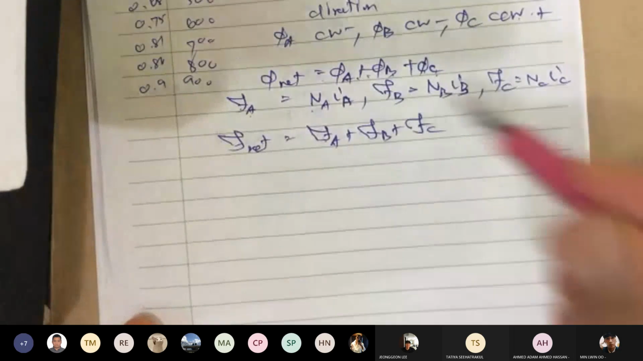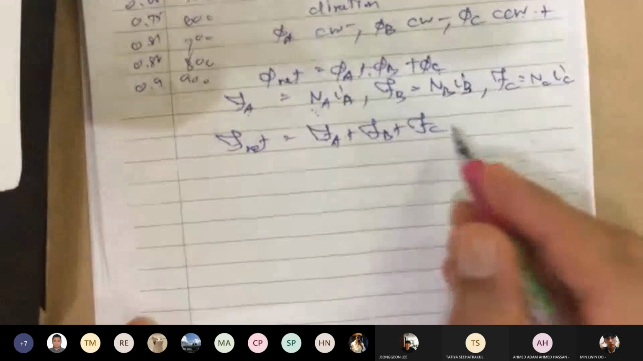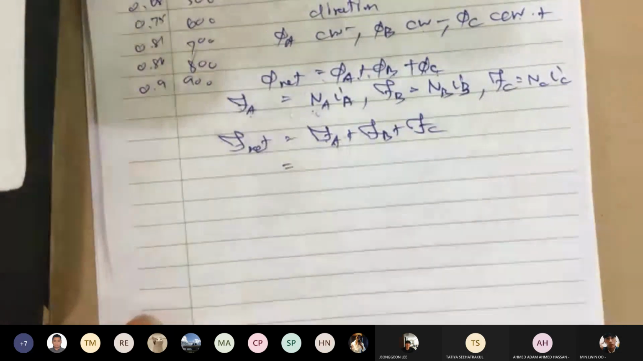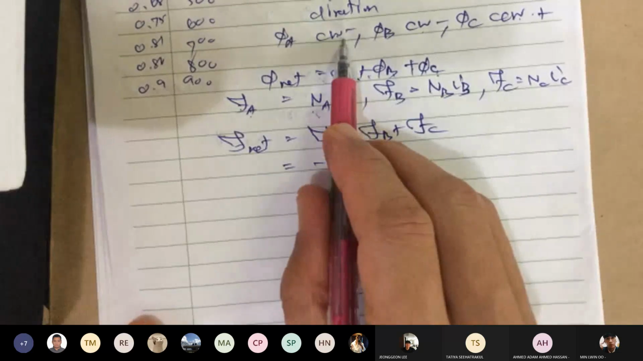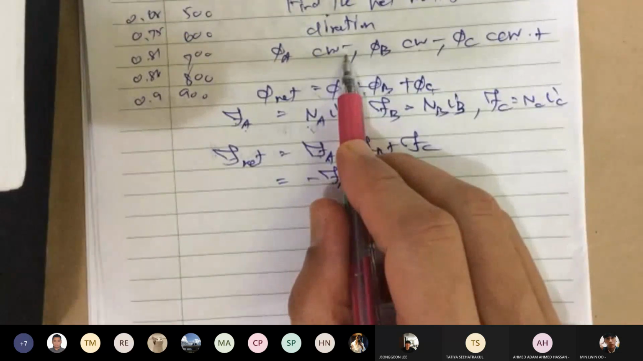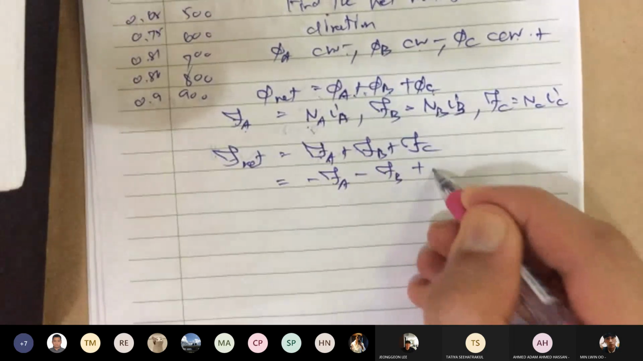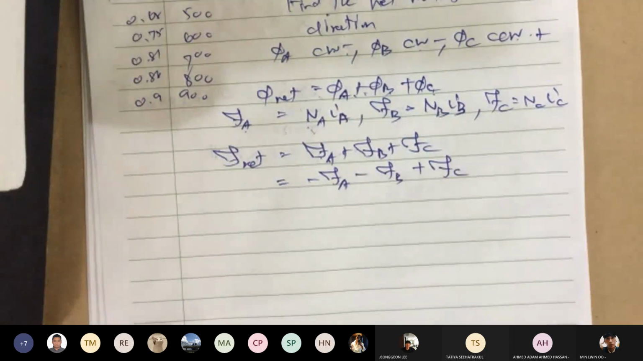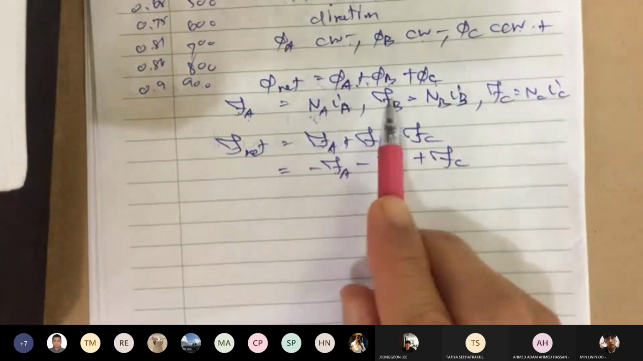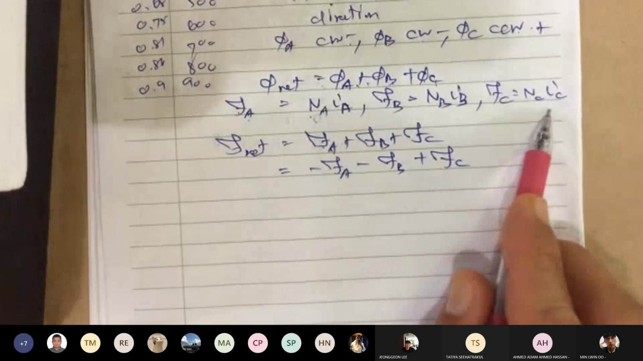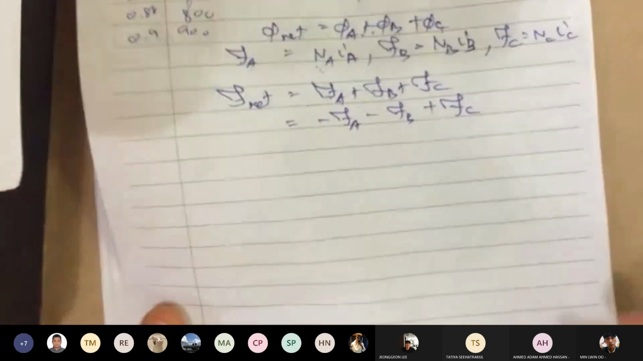But this is associated with the flux direction. So that means if I put that in, it has to be negative magnetomotive force A, because it's clockwise. We assume clockwise negative. You can do the opposite if you want. Negative of that for B, positive of that for C. Then you put in the turns of coil A, B, and C, and the current in each winding. Let's do that together here.